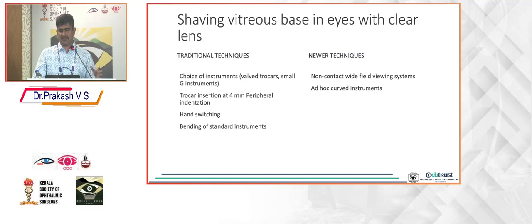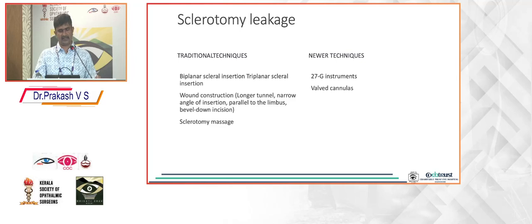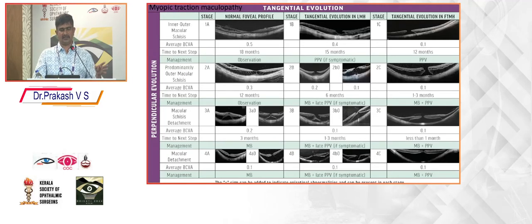Vitreous shaving again becomes difficult because of the risk of lens touch. So whenever there is a little cataract, it's better to tackle the lens along with it. Sclerotomy leakage: we now have 27 gauge instruments, which are very small gauge, as well as walled cannulas, which is again very useful in this case.